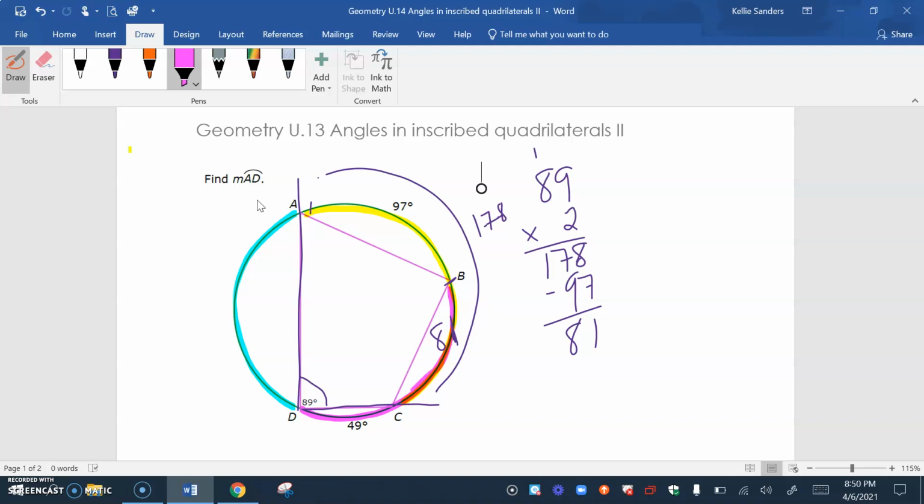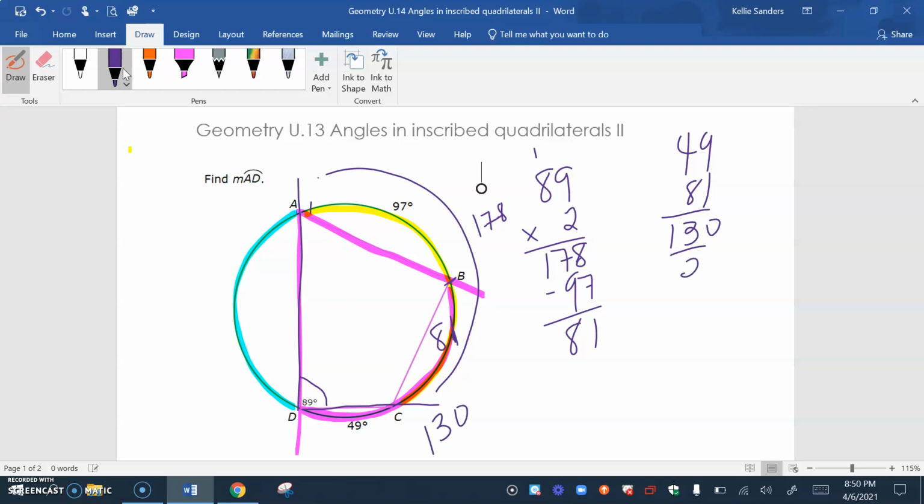This arc right here, so I know the 49 and the 81. So if I add those together, I get 130. So this whole thing is 130. If I divide by 2, I get 65. So that angle is 65.